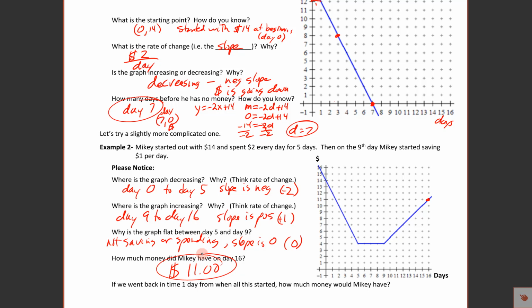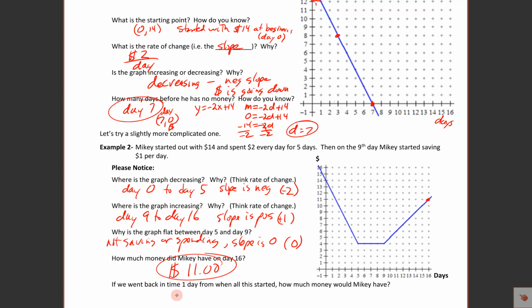And let's just check and see. On day 9, he had $4. And then it says he started saving $1 per day. So he went up $1, went up $1. So we're starting at 4, so this would be 5, 6, 7, 8, 9, 10. He would have saved $11 after he started saving there.